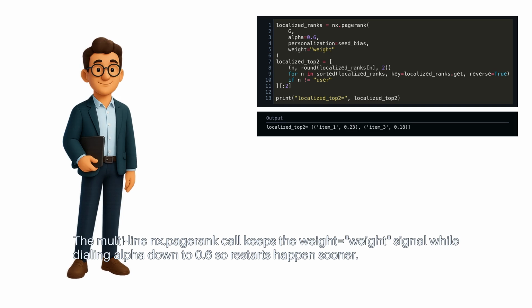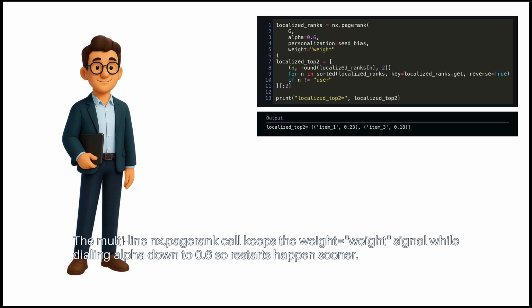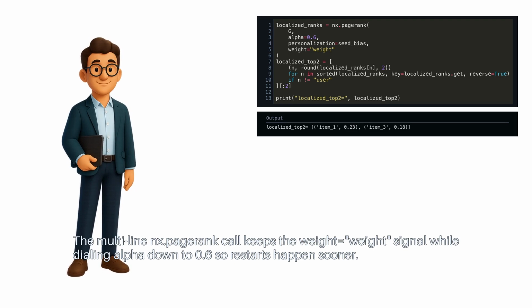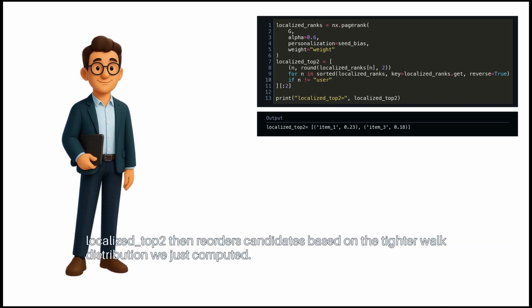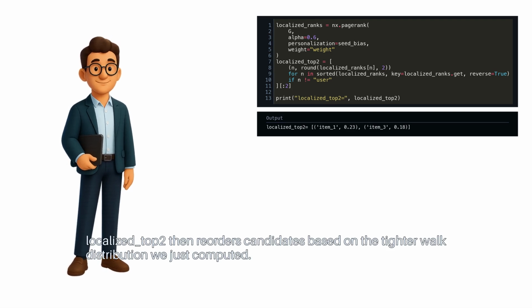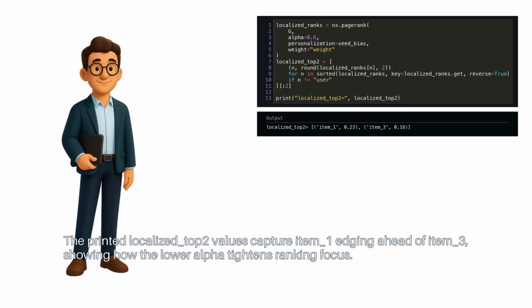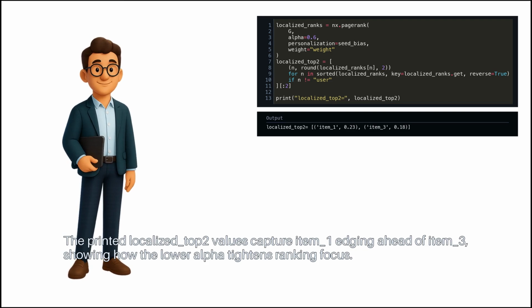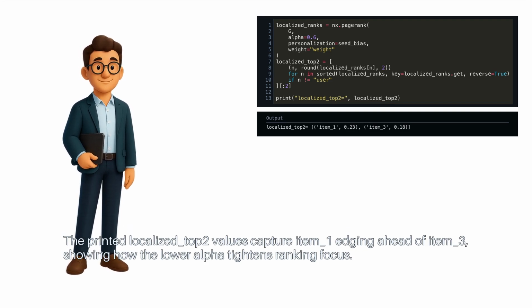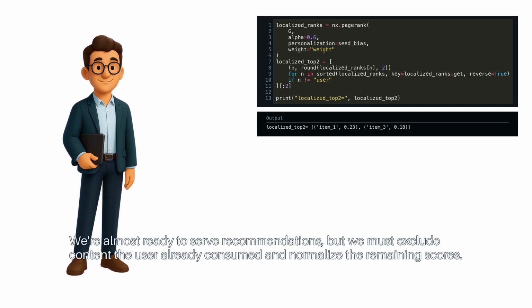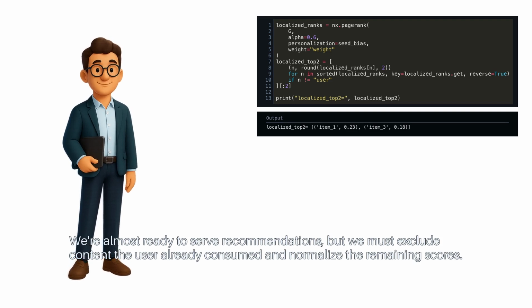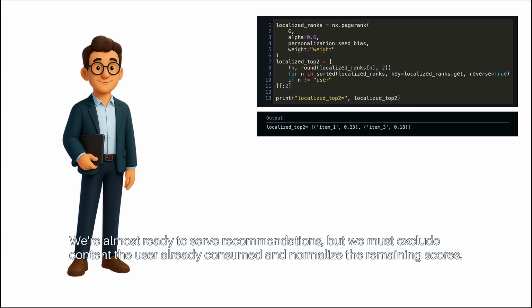The multi-line nx.pagerank call keeps the weight signal while dialing alpha down to 0.6, so restarts happen sooner. Localized top 2 then reorders candidates based on the tighter walk distribution we just computed. The printed localized top 2 values capture item 1 edging ahead of item 3, showing how the lower alpha tightens ranking focus. We're almost ready to serve recommendations, but we must exclude content the user already consumed and normalize the remaining scores.